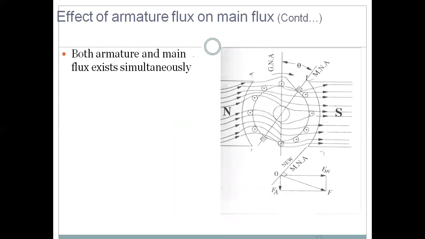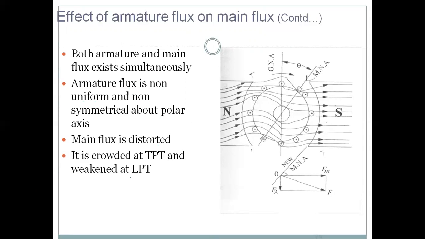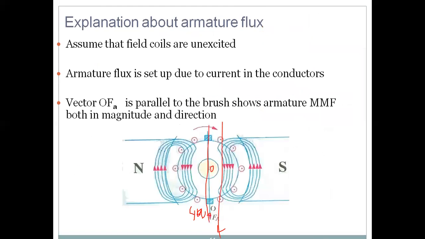Both armature and main flux exist simultaneously, as in the same picture. Armature flux is non-uniform and non-symmetrical about the polar axis. Main flux is distorted. It is crowded at one trailing pole tip and weakens at a leading pole tip. I will explain here.